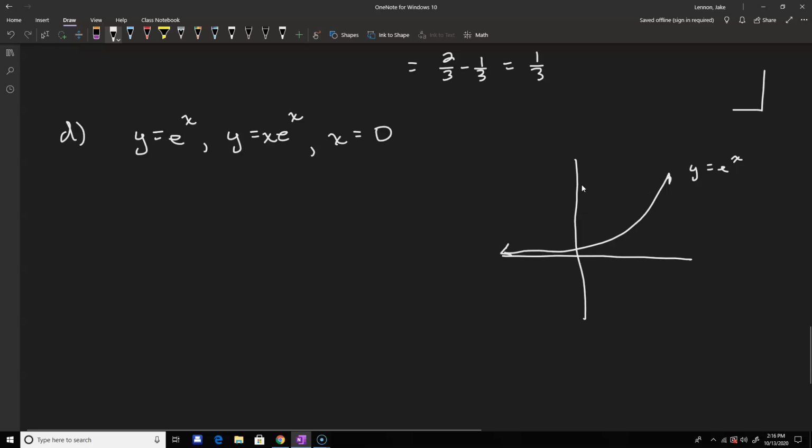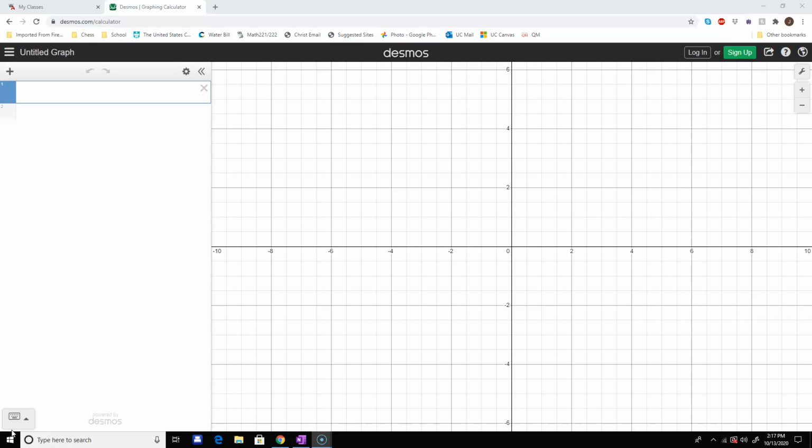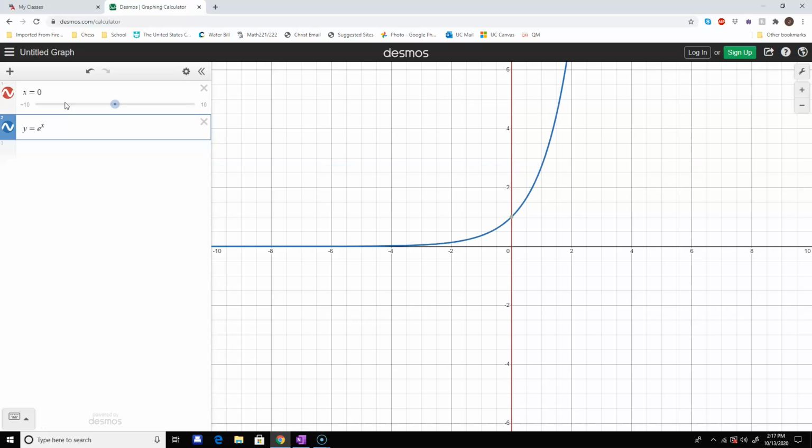If you're not sure, we can always graph this. This one's a little more difficult to think about. It's not one of our regular graphs that we can just usually think about off the top of our head. So just to show you that, I'll go ahead and go to Desmos to graph x e to the x. Okay, so we're on Desmos. So we can graph the two curves we already have. If you want x equals 0, that's the y-axis as you can see, and then also y equals e to the x, just our normal exponential growth curve.